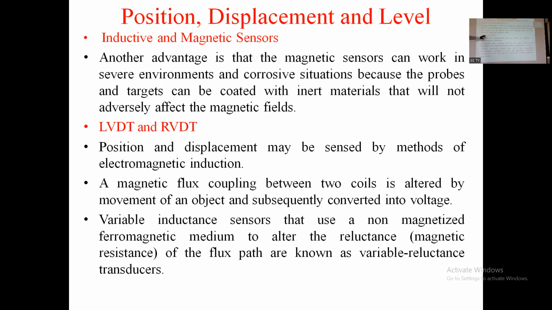On the same principle, in the LVDT, magnetic flux couples between two coils. It is altered; the meaning of altered is nothing but change. The magnetic field changes with the movement of the object. If we place an object in between the two coils or in between the field, the movement of that object makes the magnetic field or flux lines cut, and it is converted into an induced EMF, subsequently converted into a voltage.